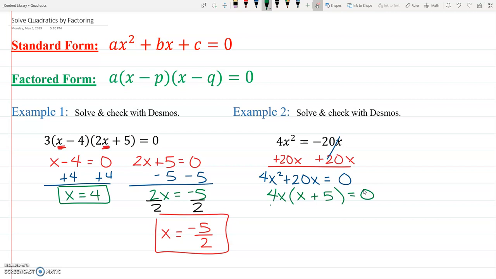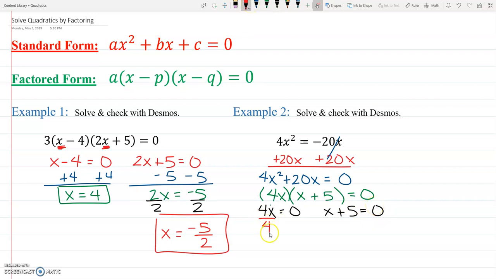Although there's not 2 sets of parentheses like there was in example 1, this is still factored form. If you want, feel free to write it like this. We just didn't need it because 4x is a monomial, not a binomial. If it was a binomial, we would definitely need 2 sets of parentheses. All right, so now that it's in factored form, I just set my 2 factors equal to 0. 4x equals 0, and x plus 5 equals 0. And I solve each one.